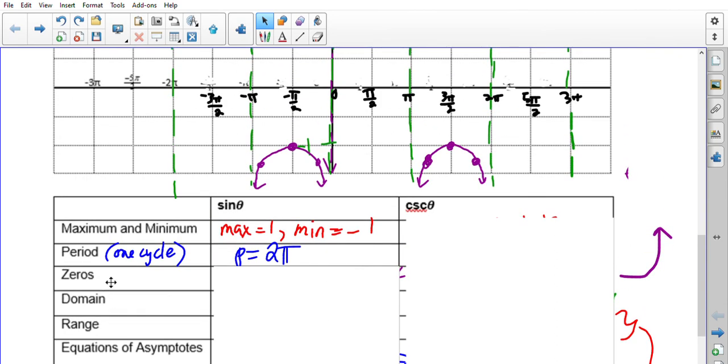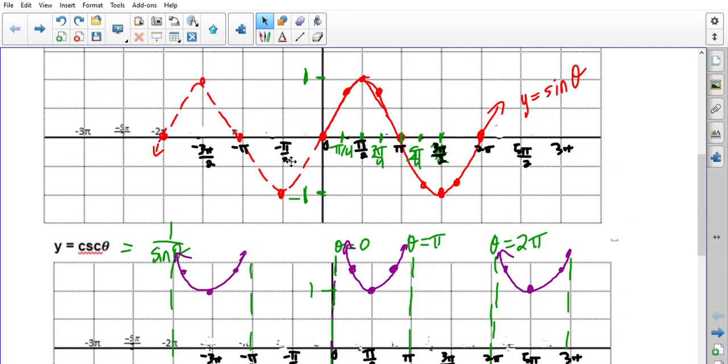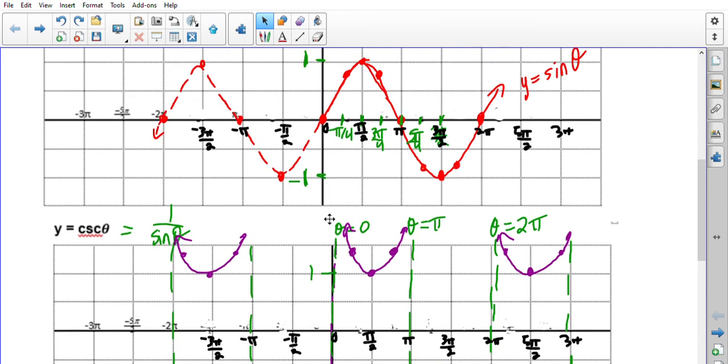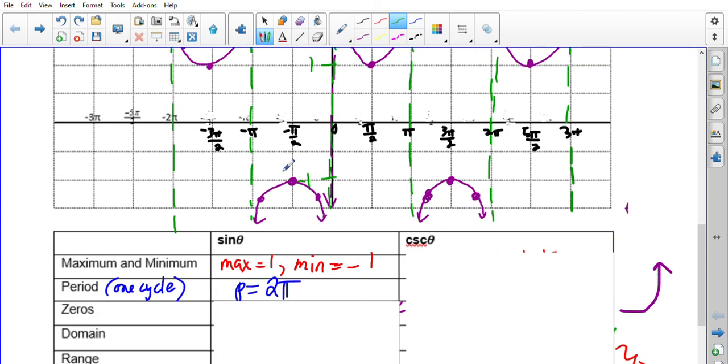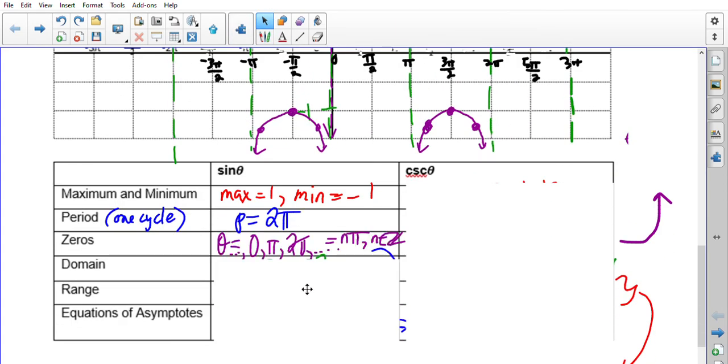Now the zeros are unlimited, okay? So there's an infinite number of zeros. We notice that the zeros are always at negative 2 pi, negative pi, 0, pi, 2 pi, and forward. So it's at all these integer multiples of pi, right? So we can see I put dot, dot, dot on both sides here, right? Theta equals dot, dot, dot, 0, pi, 2 pi, dot, dot, dot.